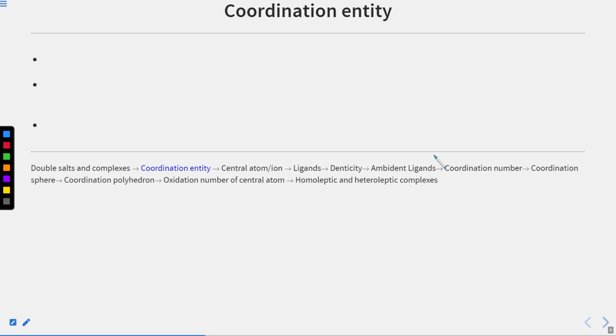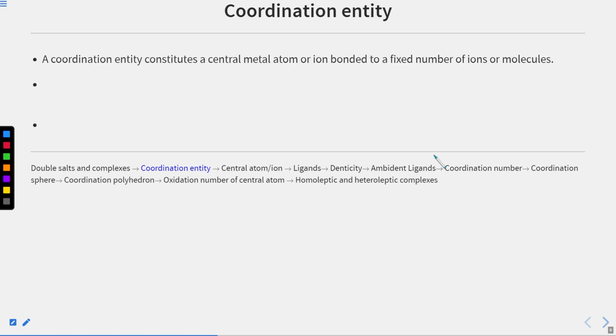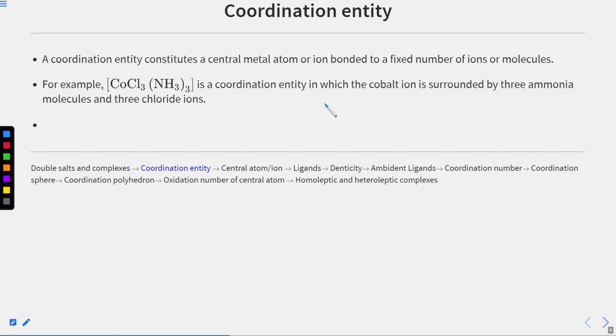Next, what is a coordination entity? A coordination entity constitutes a central metal, that can be an atom or ion both, that is bonded to a fixed number of ions or molecules. For example, we have CoCl3.(NH3)3. It is a coordination entity in which the cobalt ion is bonded by, or surrounded by, 3 ammonia and 3 chloride ions.